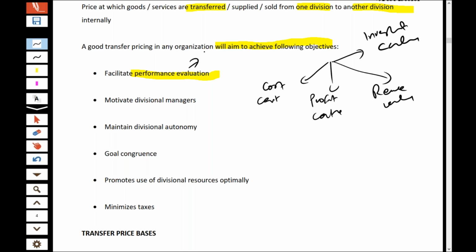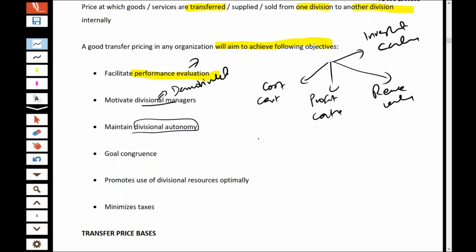Now, what's the second thing that you need to keep in mind? The second thing is to motivate the divisional managers. The pricing should be such that none of the managers get demotivated. Now, what next is there? The next objective is maintaining the divisional autonomy, that the divisional autonomy should not be compromised.